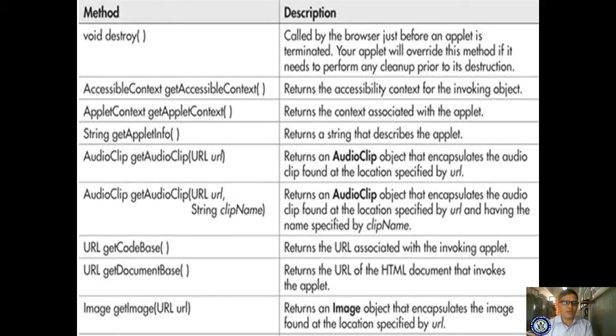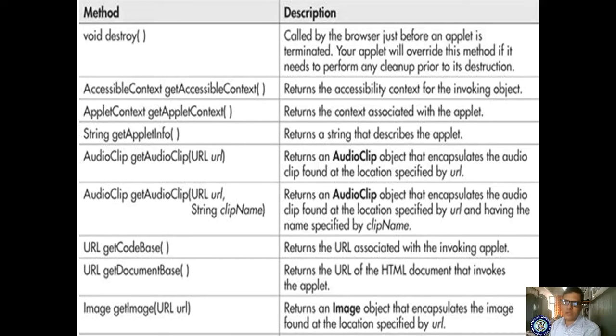Next, AudioClip getAudioClip. Here the URL is also there, and you can also access the name of the clip. It returns the object encapsulating the audio clip found at the location specified by the URL address, and also having the name of the clip. Sometimes you provide the name of your audio clip, so that name is also displayed. And the next one is URL getCodeBase. It returns the URL associated with the invoking object.